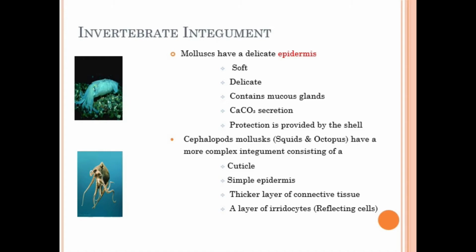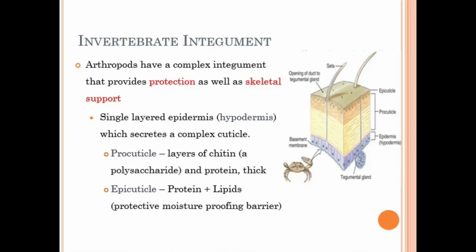Right? There you see an example of what we discussed in the functions of the integument, that they have color-producing cells or reflecting cells in the integument. By that they glow in the dark and produce specific light patterns to attract their prey or to attract their mate. So the arthropods have a more complex integument that provides protection as well as skeletal support.